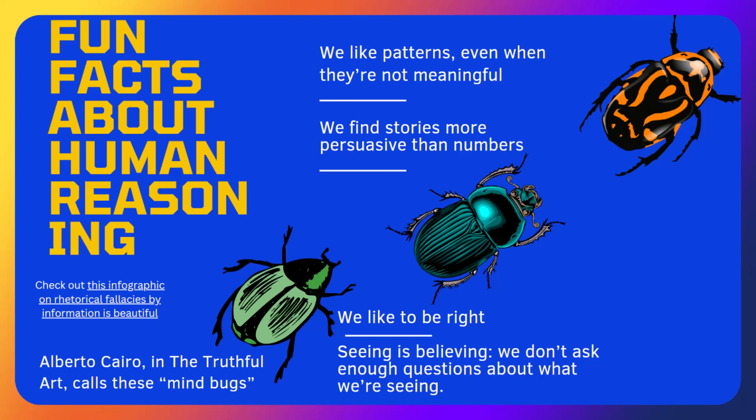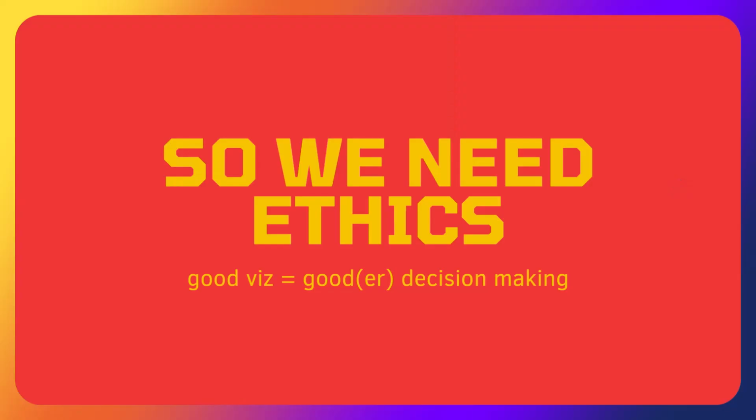These problems with reasoning are logical or rhetorical fallacies. They're what data designer Alberto Cairo calls mind bugs. We're all susceptible to these errors in reasoning. As designers, we can inadvertently encode them into our visualizations. Our readers then would be making bad decisions with bad information. So we need ethics to guide us as we develop data viz and make design decisions.